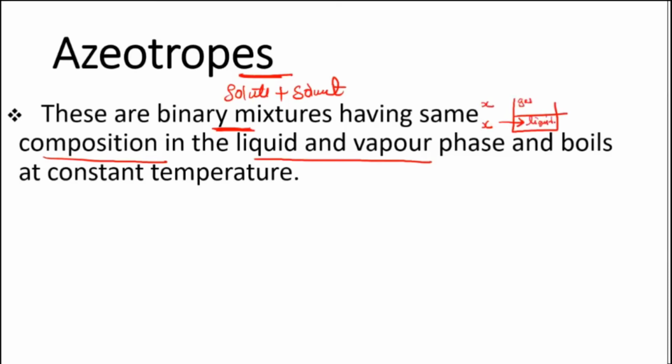For both the components, if you get the same composition in the liquid phase and in the vapor phase, that is what we mean. Then they will boil at a constant temperature. Such mixtures are called azeotropes. And if they are boiling at constant temperature, it means both the liquids will come together.